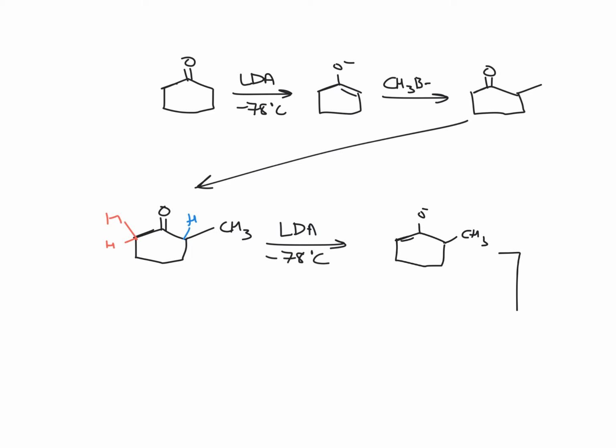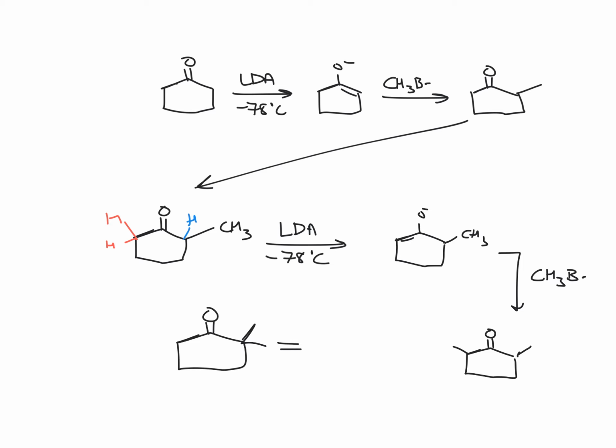And when we react that now with the electrophile, that's going to install that methyl group on the other side of the carbonyl group from the original methyl group there. So we get this product here. Now the question we want to ask ourselves is, would there be a way to generate this product, having both methyl groups on the same carbon?